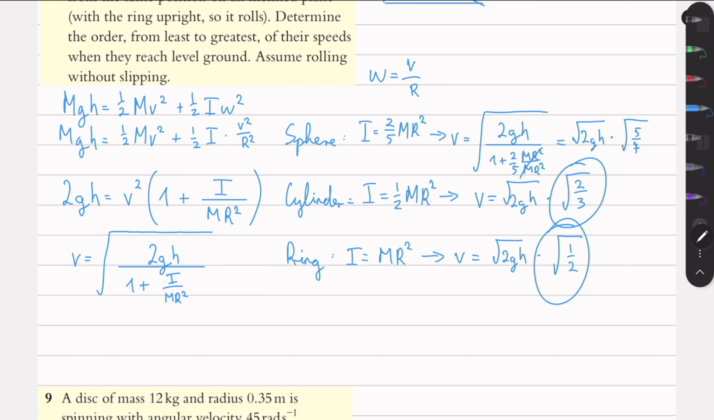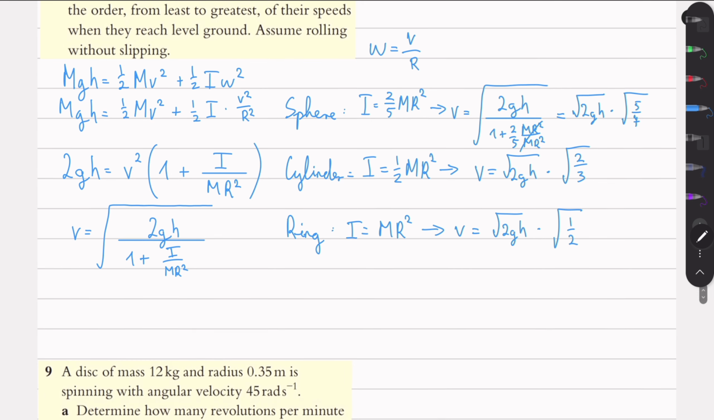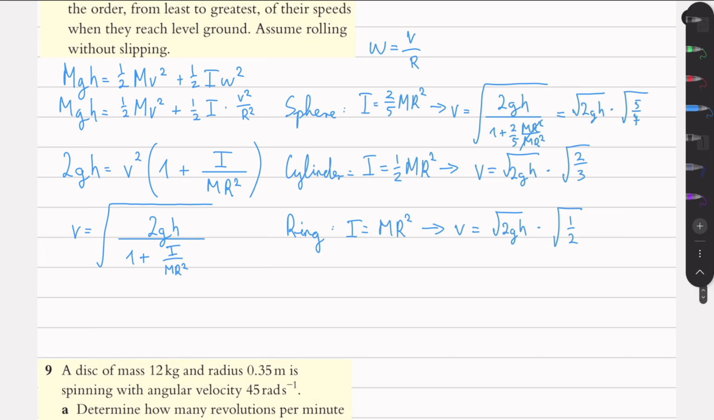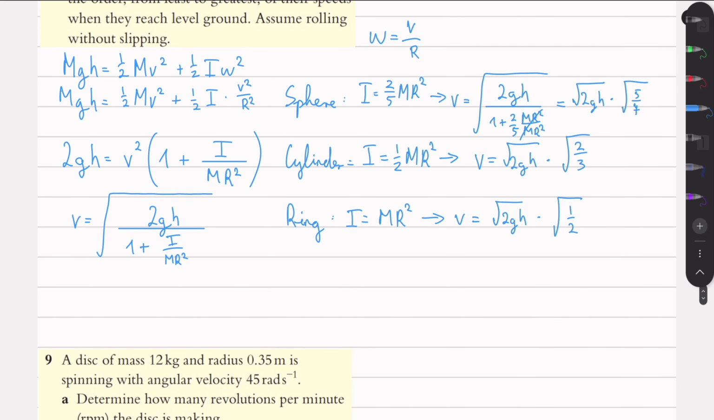So we can simply compare these radicals. We know the square root is an increasing function, so if whatever is inside is larger, then the square root of it will also be larger. So what we will see is that the ring will have the smallest speed, as it has the smallest fraction in here. And then we have the cylinder, and then we have the sphere.